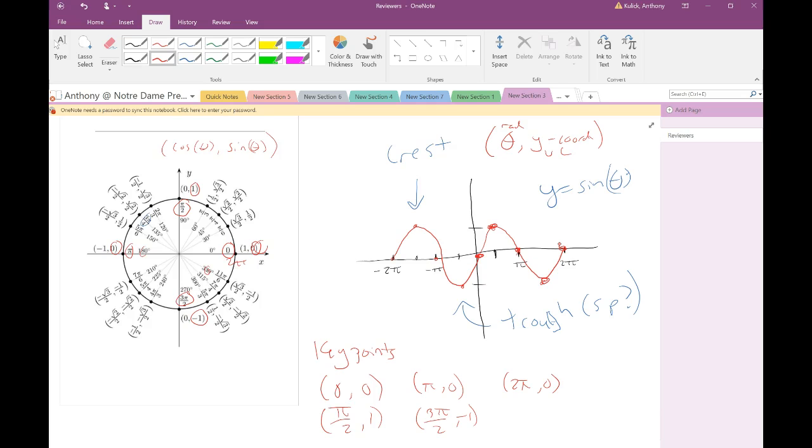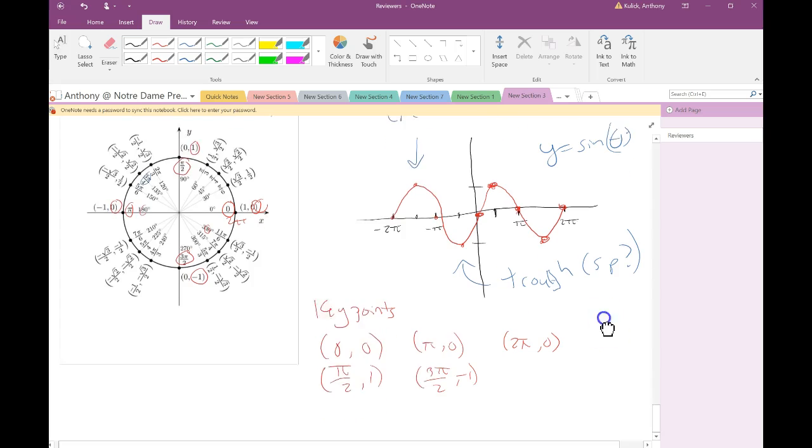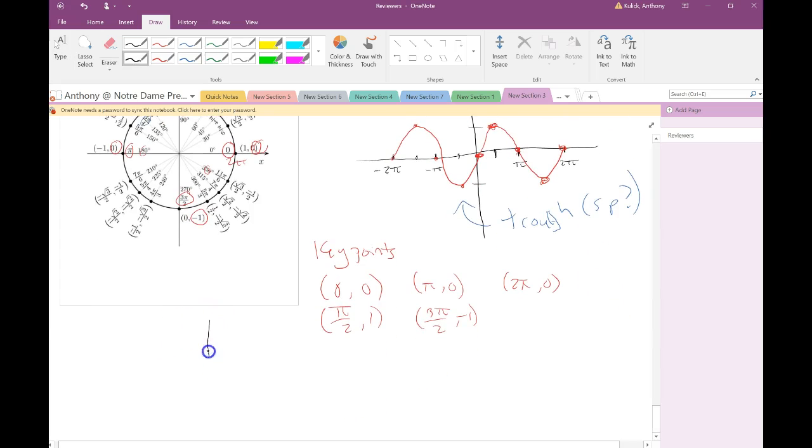Right, so the top of a crest is like a maximum, and the bottom of the trough is like a minimum. And we could do the same thing now for cosine, right? When I graph cosine, I'm going to kind of do the same thing.